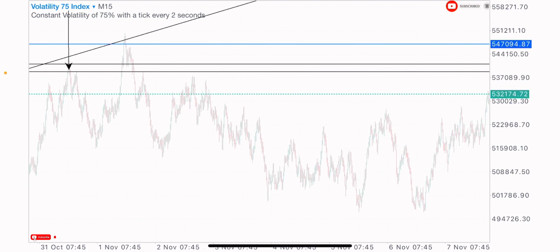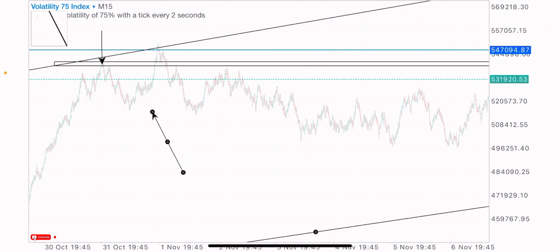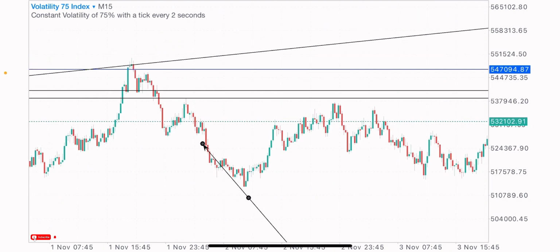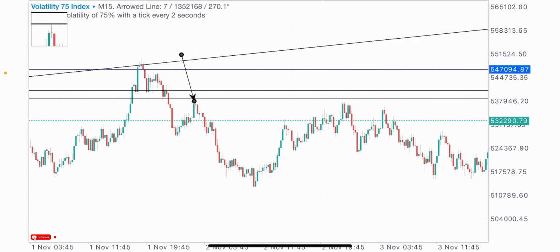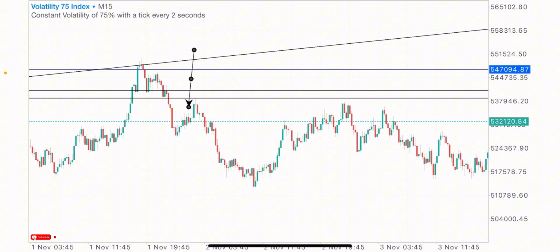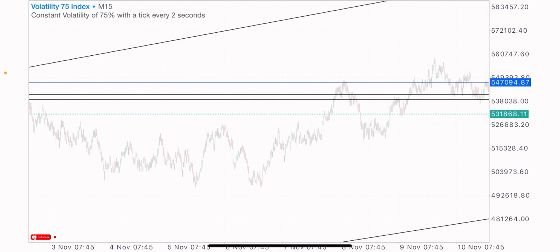Secondly, we got another reaction on this level, but not really a perfect reaction, but price still broke below this level and retested it as a resistance. So we got a resistance reaction at this point as well. So this is the second reaction on this level, and where's the third reaction? We got the third reaction at this level.